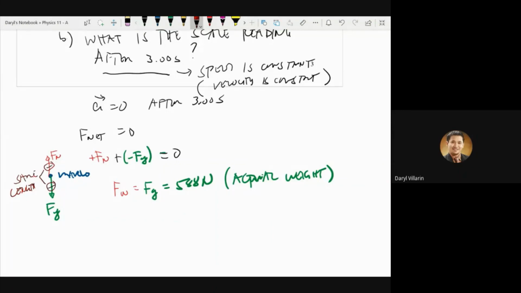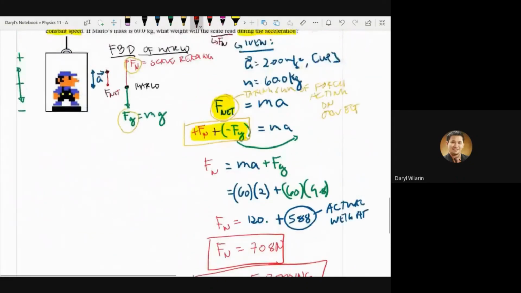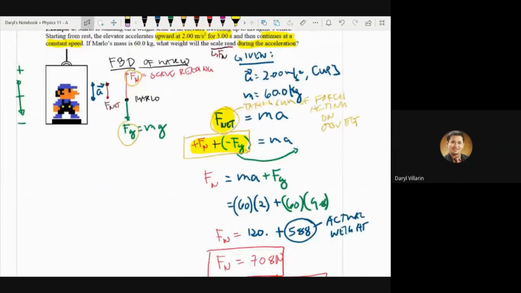I'm not so strict if you draw your free body diagram, especially if it's accelerating, and you just draw it more or less the same length. I will not be so strict with that. But it's better to draw your free body diagram closer to the actual thing.